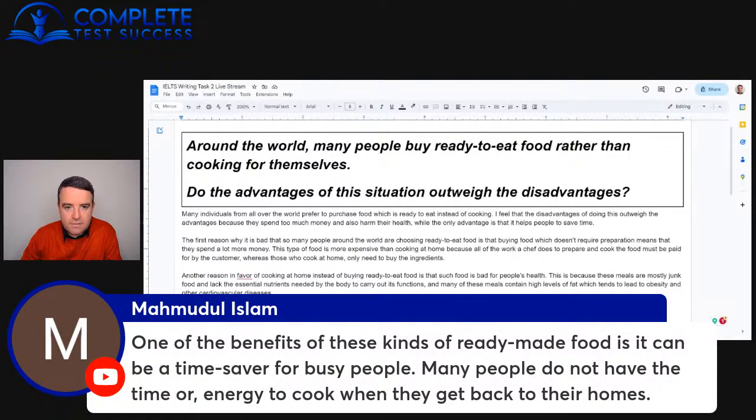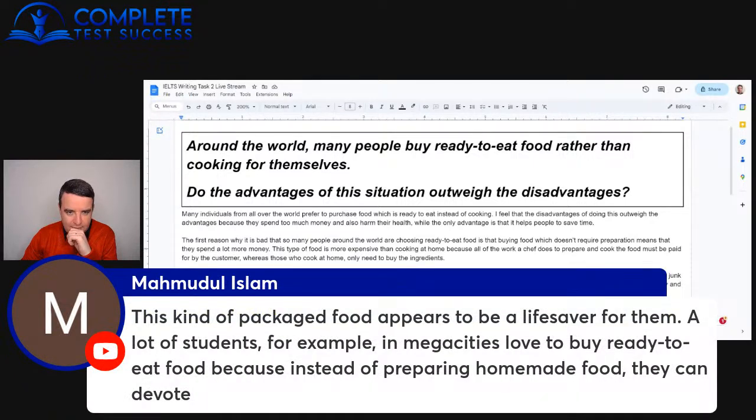Mohammed, one of the benefits of these kinds of ready-made food is it can be a time saver for busy people. Many people do not have the time or energy to cook when they get back to their homes. Now, this kind of packaged food appears to be a lifesaver for them. A lot of students, for example, in megacities. Megacity? What's a megacity?